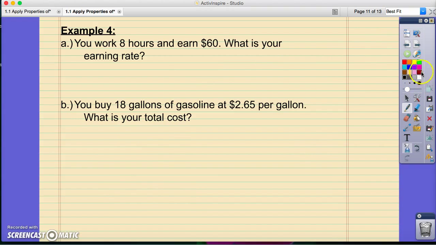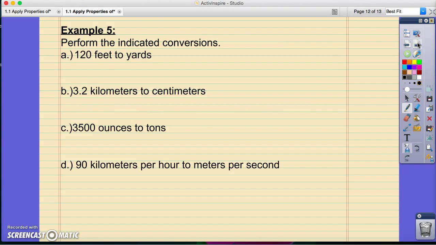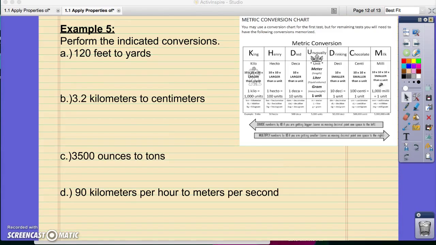Now the last part here is example 5. We're going to perform the indicated operations, or excuse me, conversions. And you use that conversion chart to sort of figure out where you're going with everything. All right, so take a minute and read through them. Okay, so the first conversion we're going to take a look at is letter A, 120 feet to yards.